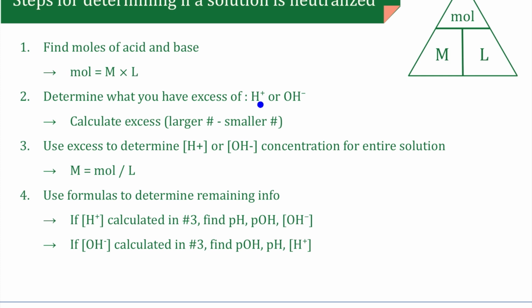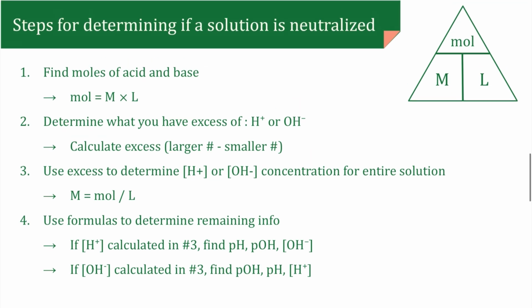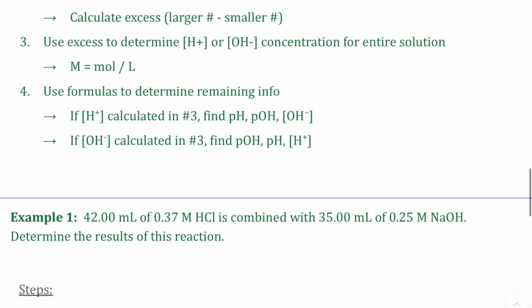What do we have more of? Whatever that excess is going to tell us whether it is acidic or basic. We're going to actually calculate how much excess we have. And then we can use that to find the concentration of that excess, based on the moles of excess and the liters of our full solution. And once we have that, it's going to tell us our H+ or our OH-, depending on what that excess is. All right, so let's go through an example.